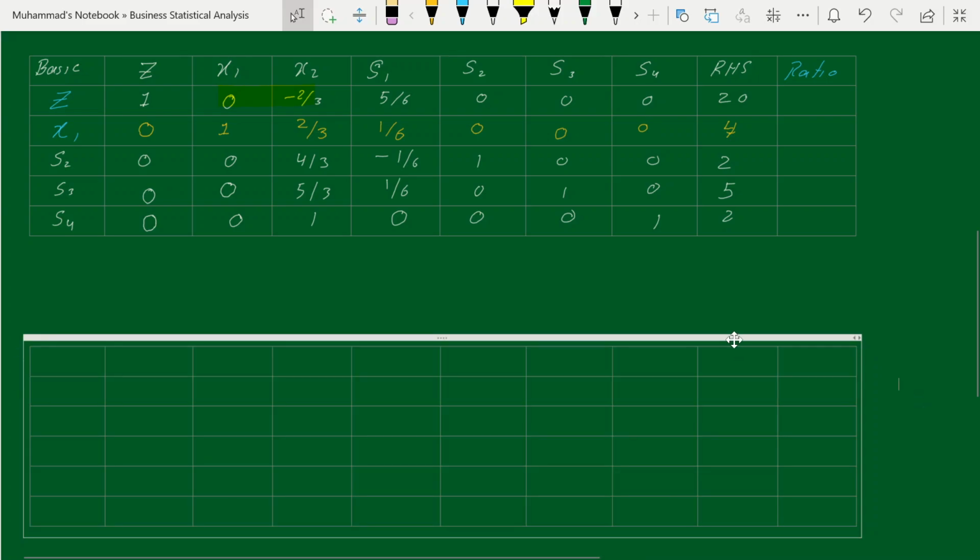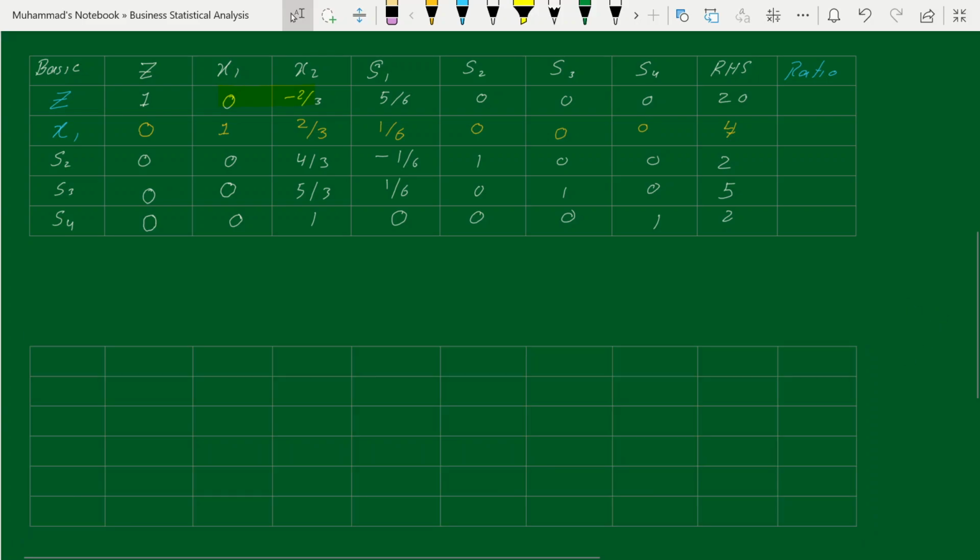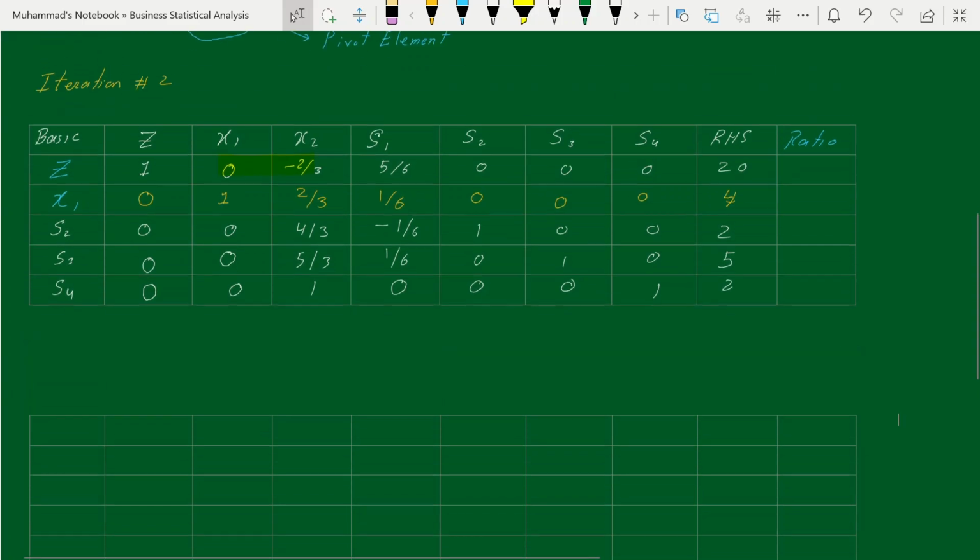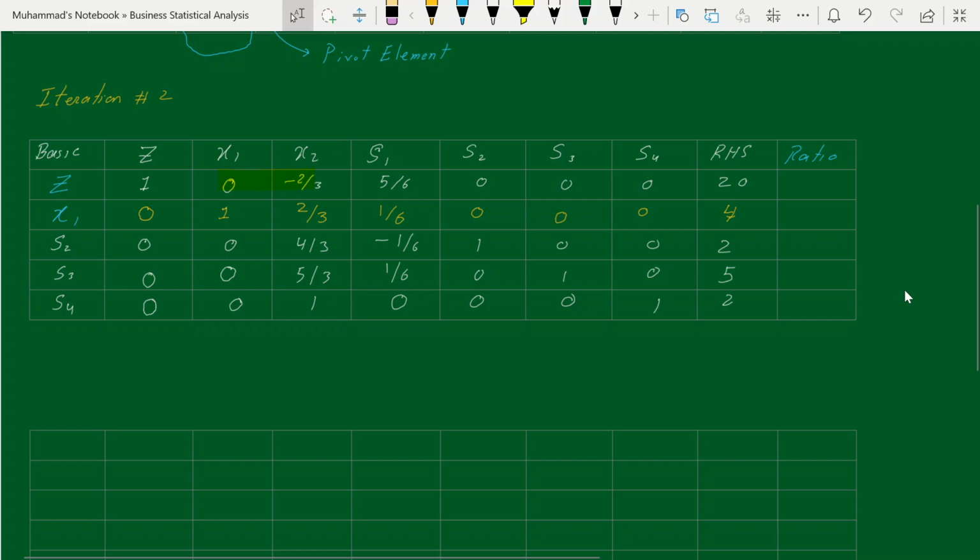Okay, so now we will start the next iteration. Again we will follow the same steps. First of all, we need to identify the pivot column and then the pivot element. You can see the coefficient of x1 is 0, and we need to choose the minimum, the most negative coefficient of variables in the objective function, which is minus 2 by 3, so we choose it as the pivot column.